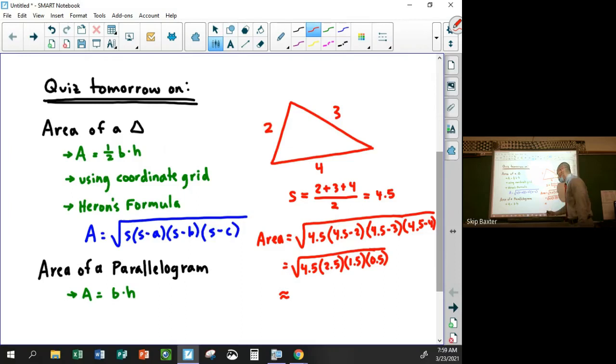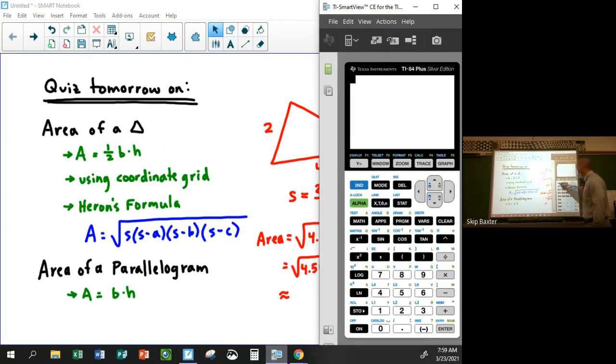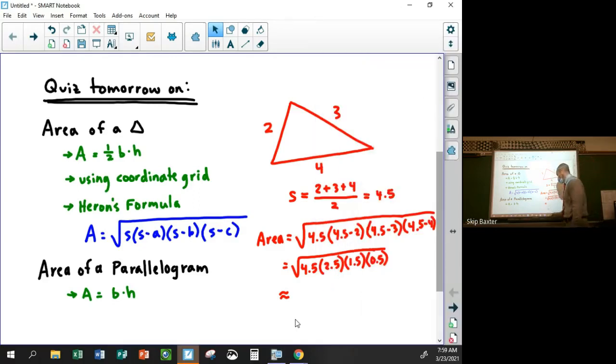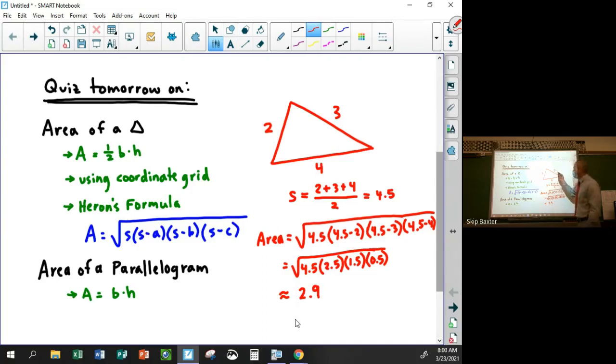So if you simplify that, this is the square root of 4.5 times 2.5 times 1.5 times 0.5, and the square root is over that whole thing. You just do that on your calculator. So it's about 2.9 if this was to the nearest tenth. And remember, units are always squared. So if these were all inches, then this would be square inches.